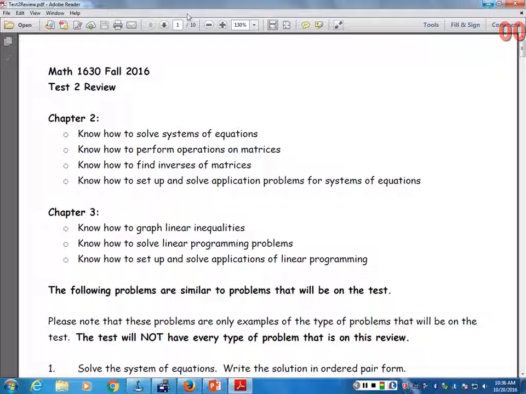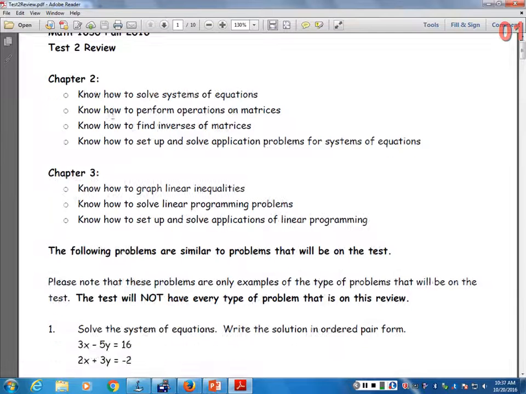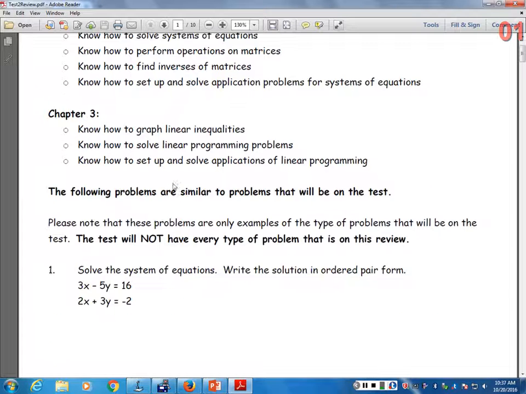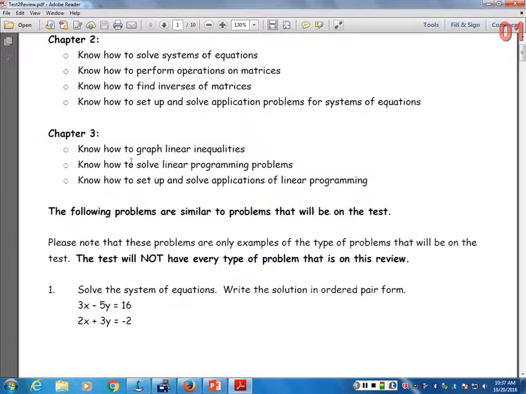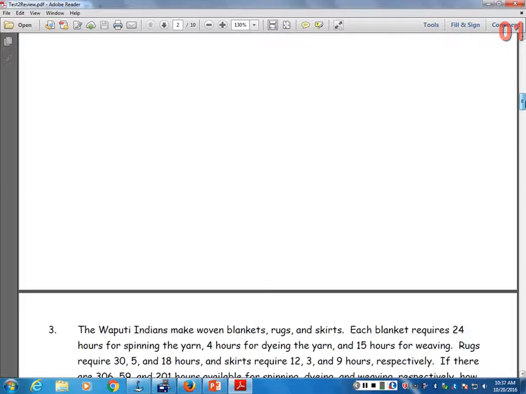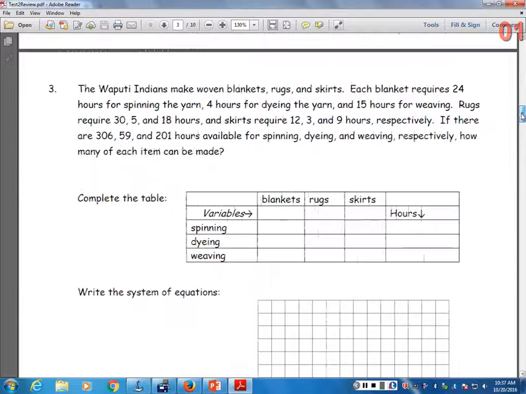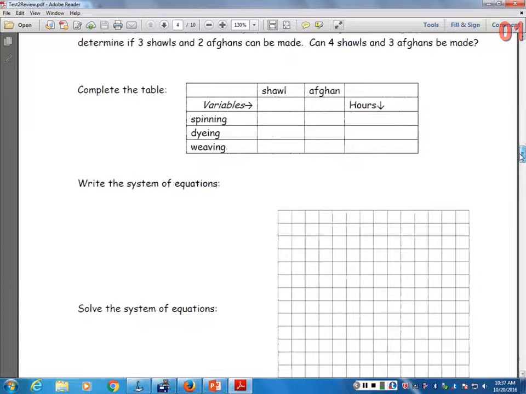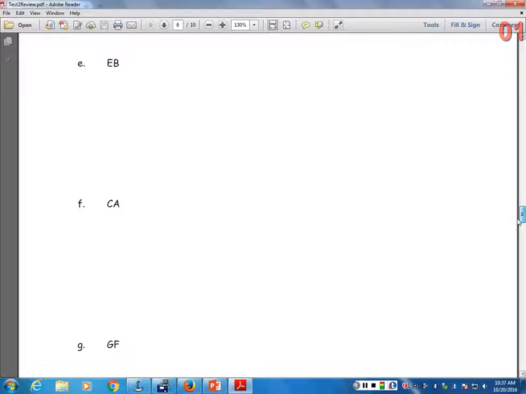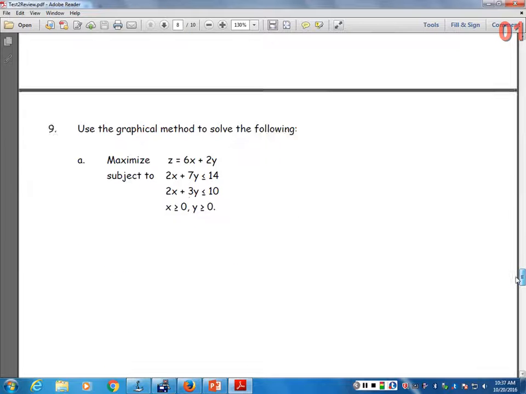Okay, as we begin, knowing we've got a test coming up next time, or half a test actually, I did post a review for the next test. So this is what you need to know how to do for Chapter 2 and Chapter 3. And there are some problems here that you can practice with. And this is quite a bit longer than what the actual test will be.